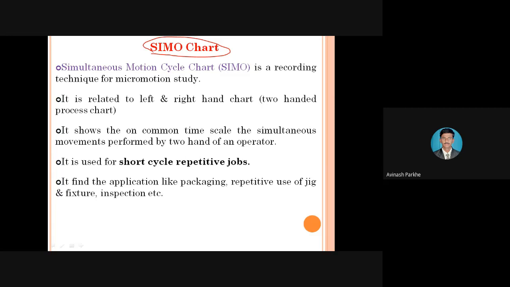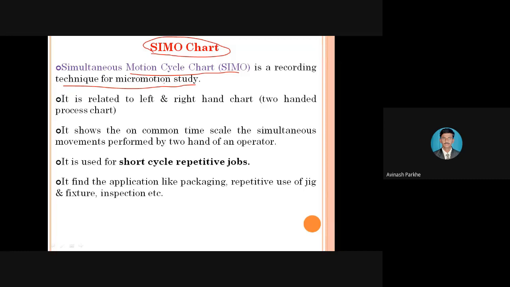But in order to represent that film, or that time, on one of the charts, this Simo chart is developed. So what is the long form of this Simo chart? Simultaneous motion cycle chart. The long form of the Simo chart is simultaneous motion cycle chart, and it is used for recording in the micro motion study. That is, the Simo chart is a recording technique for the micro motion study.